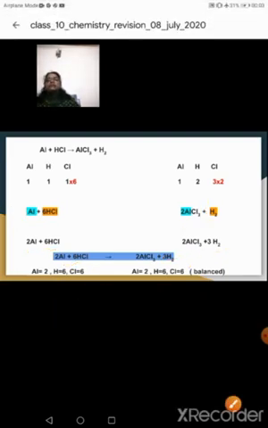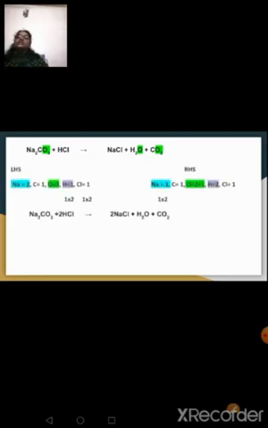We'll see one more example. Let's see how to balance this equation. Sodium carbonate, that is Na2CO3, with hydrochloric acid gives you sodium chloride, water and carbon dioxide. Now let's see the number of atoms of the elements present on your left hand side and on your right hand side.